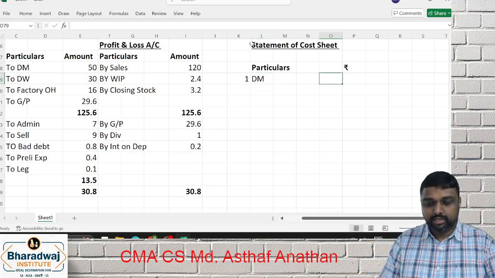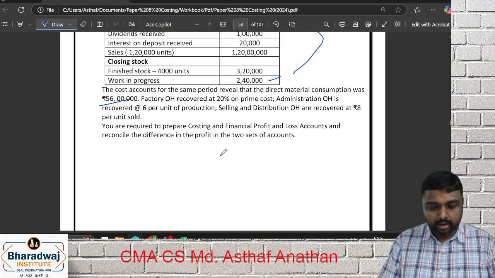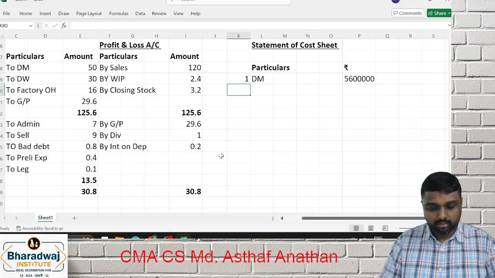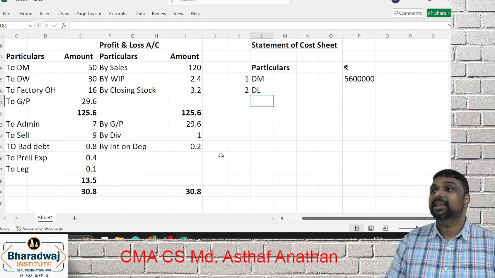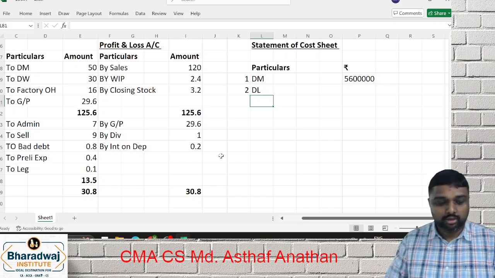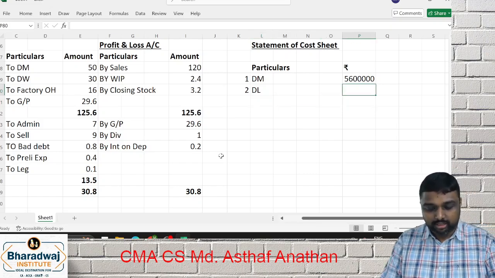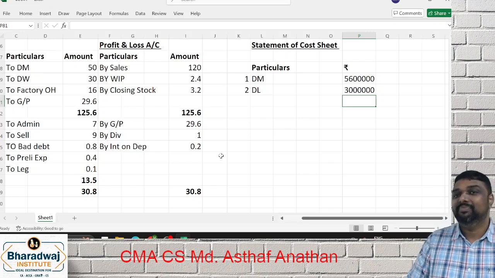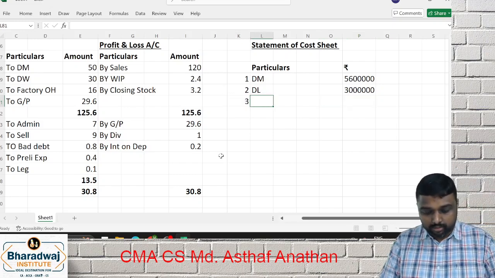Direct material. What is the direct material? 56 lakh. See, direct labor, they are silent. So direct labor in costing and financial both will be the same because it's on an actual basis. So direct labor being silent doesn't mean that there is no direct labor. That is the same. So next is what? Prime cost.